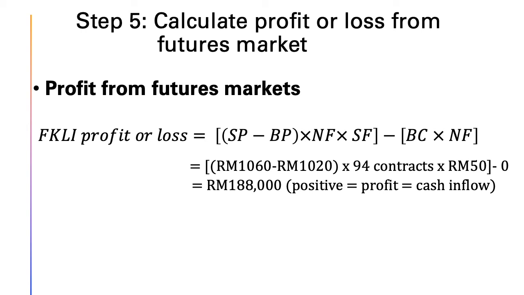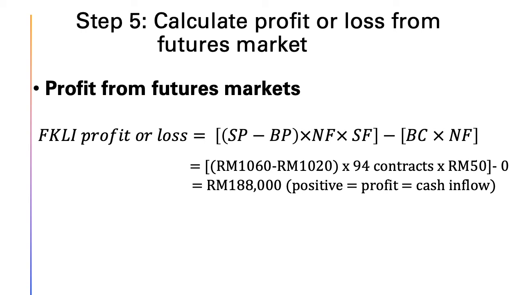So selling price, if you look at your arbitrage table, selling price of FKLI is at 1060. Your buying price at 1020. Number of futures is 94 contract. Size of FKLI, you need to remember, 50 ringgit per contract. So you get 188,000. So it is a positive value. Positive means you make profit from futures contract.